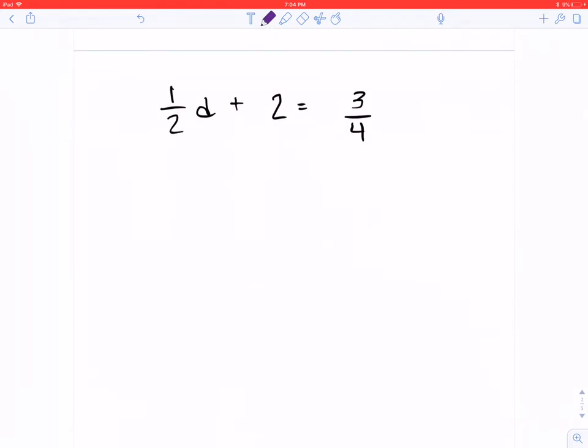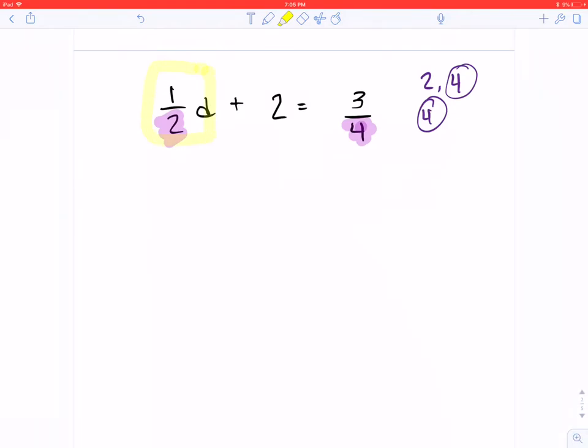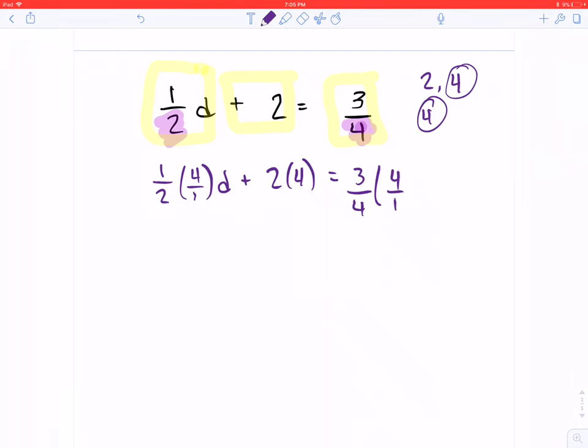Next equation, I have 2 denominators. I have a denominator of 2 and a denominator of 4. Okay, what do they have in common? Well, 2 times 1 is 2. 2 times 2 is 4. So look, they both have 4 in common. So I need to multiply every piece of my equation. This is a term, this is a term, and this is a term. Every term gets multiplied. So I have 1/2 times 4 over 1, d, plus 2 times 4 equals 3/4 times 4 over 1.